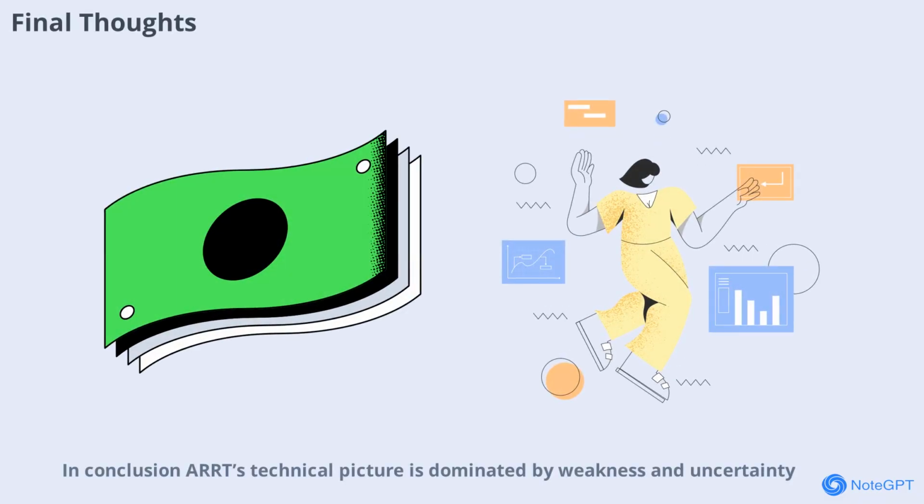Conclusion: ARRT's technical picture is dominated by weakness and uncertainty. While some indicators suggest the stock is oversold, there are no clear signs of a turnaround. For traders and investors, patience and caution are advised. Keep monitoring the technical signals and be ready to act if the trend shows signs of improvement.